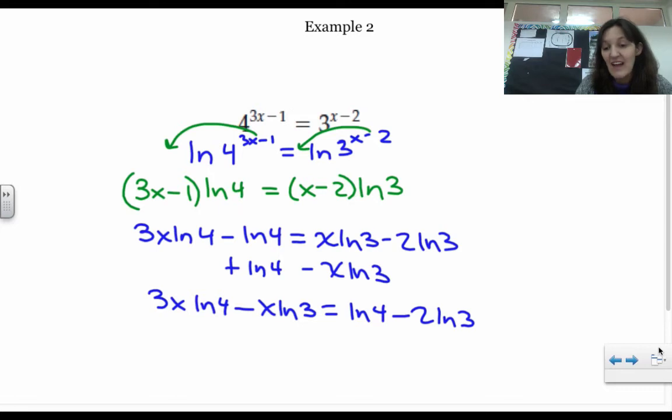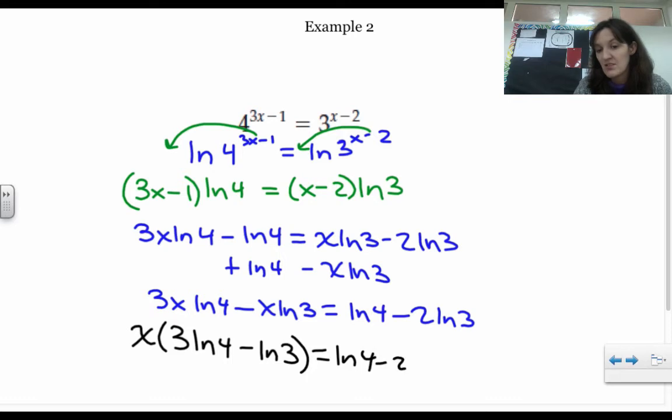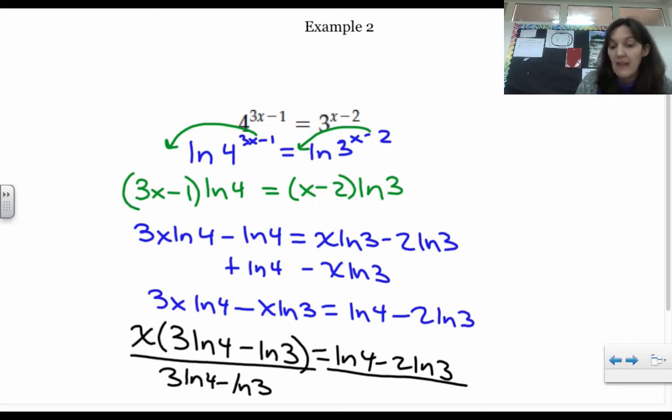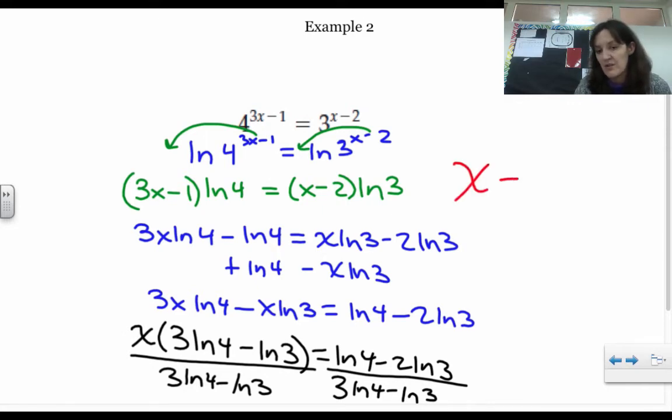So now I can factor out an x. This is really important that you know how to factor. I factor out an x, and I have x times 3 ln 4 minus ln 3 equals ln 4 minus 2 ln 3. And now I'm going to divide both sides by 3 ln 4 minus ln 3 so that I have my x all alone. At this point, I'm going to plug that all into a calculator. I can do it all at once, or I can do it in pieces. Keep in mind, if you do it in pieces, your calculator is going to round differently, so your answers might be slightly different, depending on where your calculator rounds.